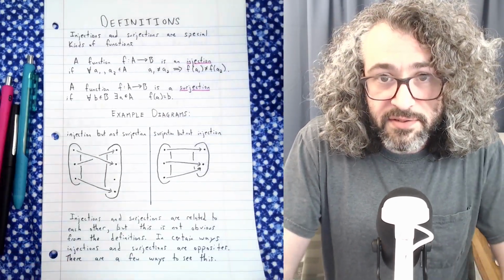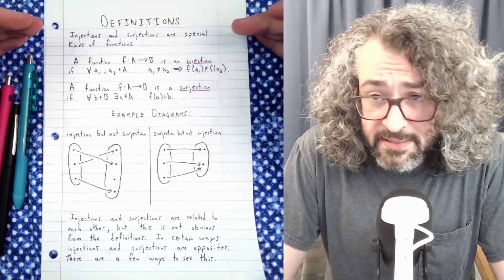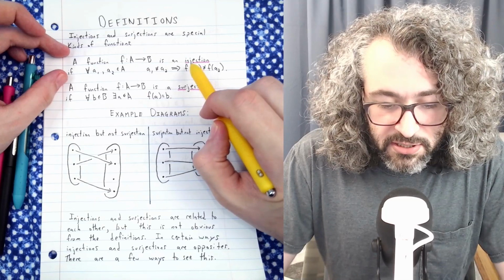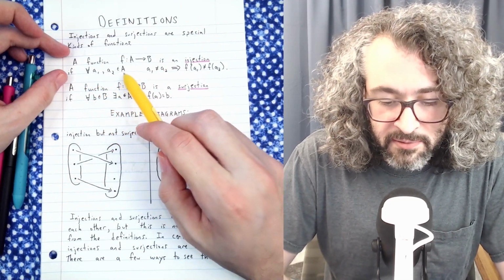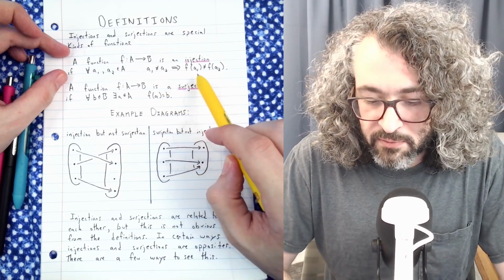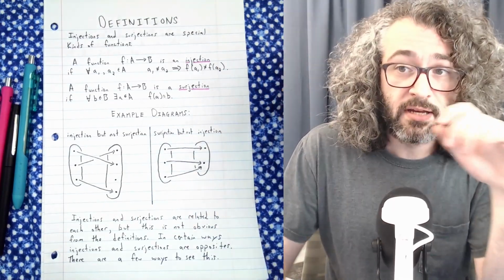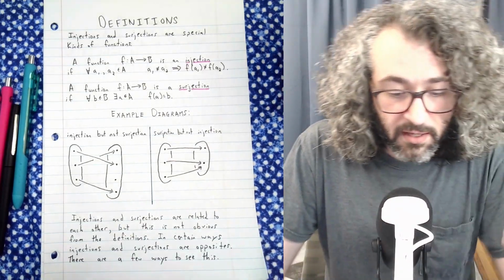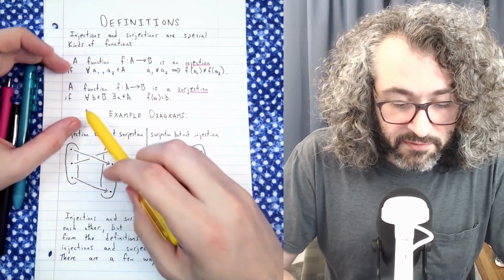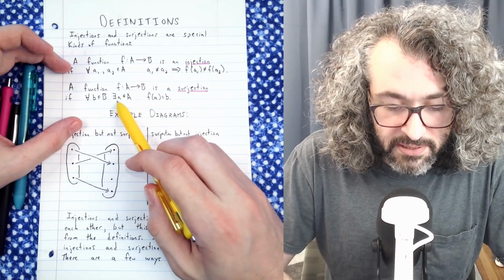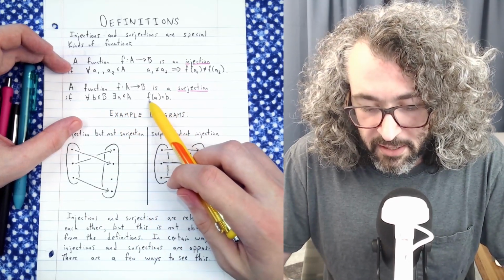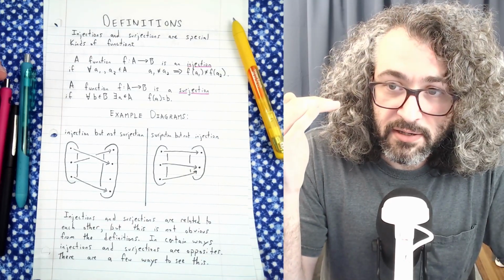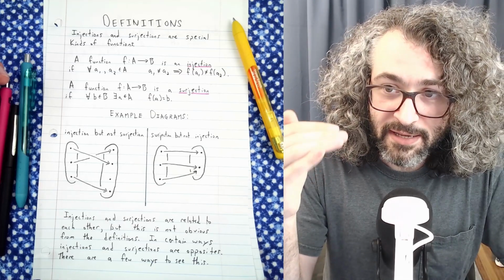Okay, now on to injections and surjections. Like I said, these are special kinds of functions, and here are the definitions. A function f from A to B is an injection if for all a1 and a2 in the domain, if a1 does not equal a2, then f of a1 does not equal f of a2. In other words, a function's an injection if anytime you take 2 different inputs and plug them in, you get 2 different outputs. And a function f from A to B is a surjection if for all elements b in the codomain, there is an element a in the domain such that f of a equals b. In other words, a function's a surjection if no matter what output you want to get, there's some input that gives you that output.